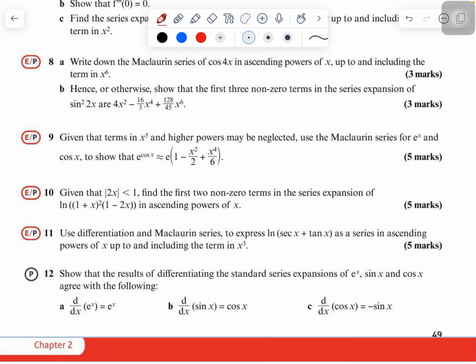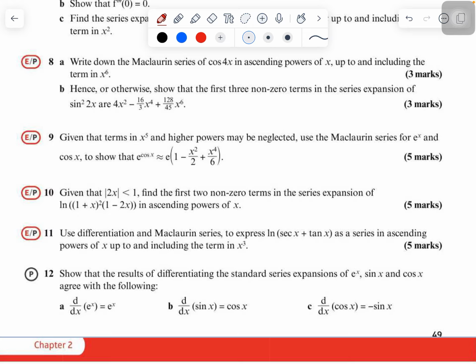So here, cos 4x. You know, this Maclaurin series is so interesting because it's very flexible. If you know cos x, then you will know cos 4x because they are just like composite functions. So if you know cos x, then you can just put 4x into all x. So from the formula booklet, I can see cos x equals 1 minus x squared over 2 factorial plus x to the power of 4 over 4 factorial, blah, blah, blah, like this. So here up to including the term in x to the power of 6.